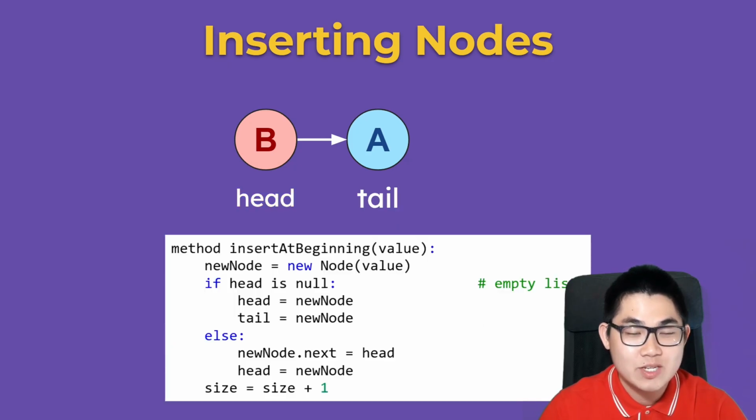So here is the pseudocode for inserting nodes at the beginning. We start off by creating the new node, then check if the list is empty. If it's not empty, then we connect the new node to the head. So that's what this does. New node.next points to the head. And now we update the pointer. So point the head to the new node. And finally, you need to increase the size variable. So the size variable keeps track of the number of nodes currently inside the list. When you insert a new node, you need to increase the size as well.